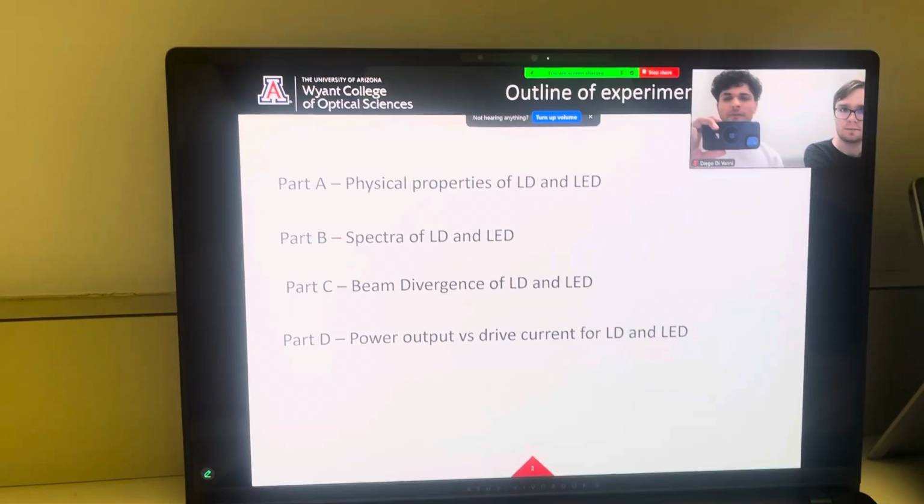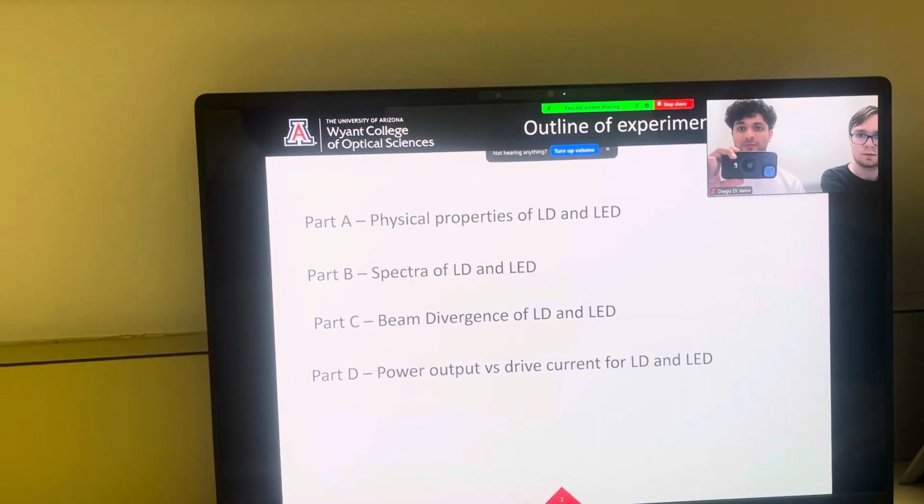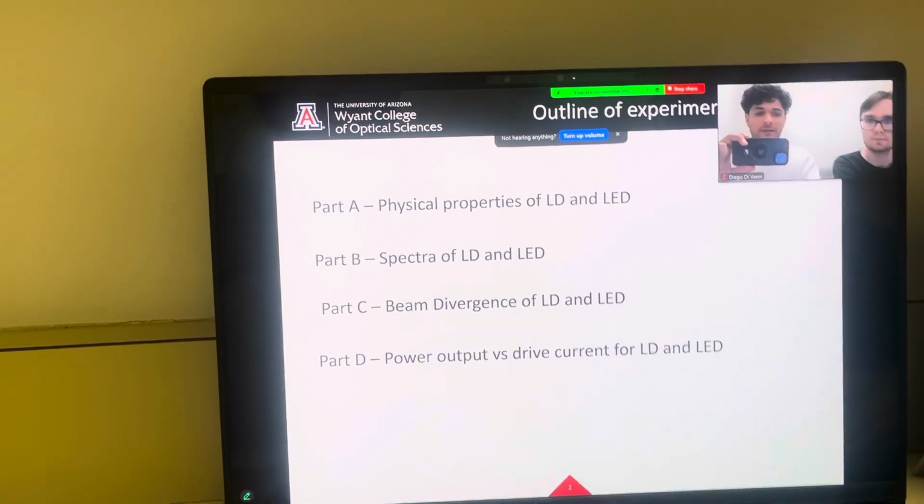So this is the outline of the experiment. Part A, physical properties of LD and LED. Part B, spectra of LD and LED. Part C, beam divergence of LD and LED. And part D, power output versus drive current for LD and LED.